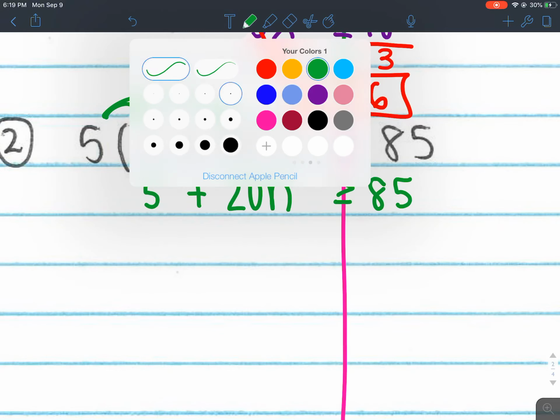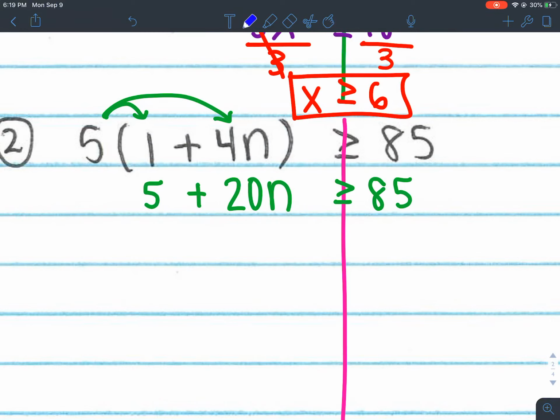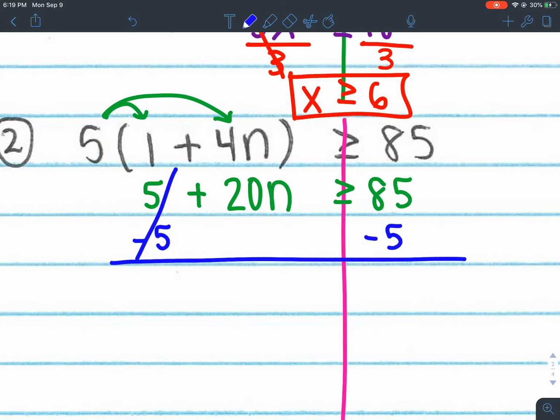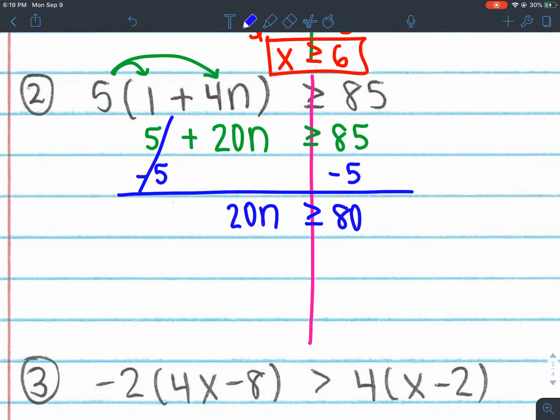All right, moving on. I still want to keep my variable on that left side, so I don't want to move the 20n anywhere, but I do want to get rid of that 5, and I would get rid of it by subtracting. That would cancel, and I would have 20n is greater than or equal to 80. Now after this step, I need to get n by itself, so I'm going to divide both sides by 20. And I would have n is greater than or equal to 4.